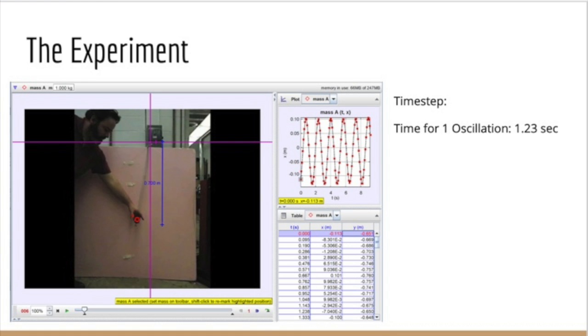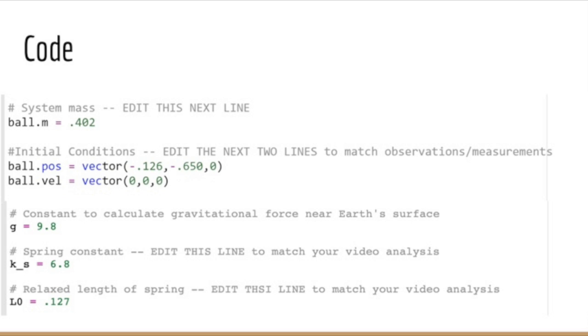To begin, we analyzed a video of a mass on a spring in Tracker, using a set distance of 0.7 meters as the calibration stick. We found that the time for one oscillation was 1.23 seconds, using the time it took for 3 oscillations to occur and dividing that by 3. This is the time it takes for it to swing back and forth in one periodic motion. From there, I recreated the motion in GlowScript.